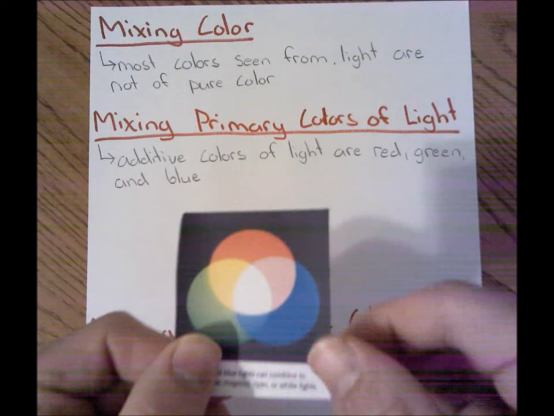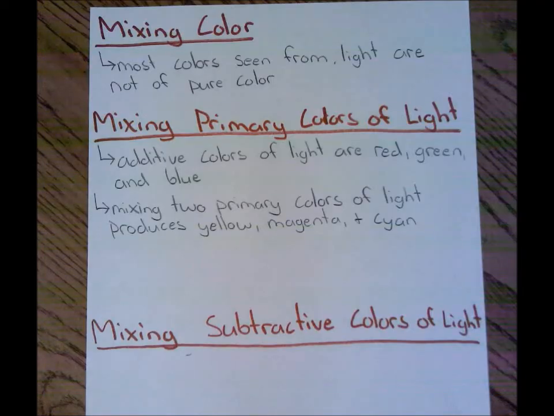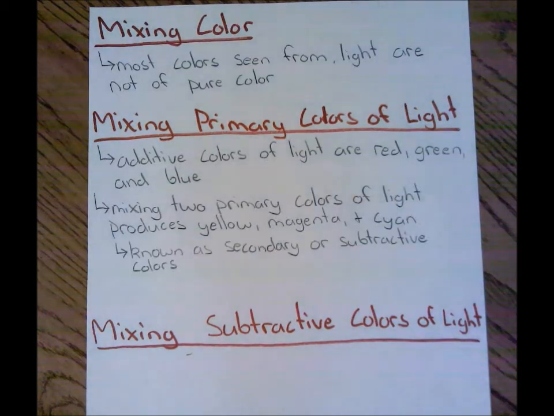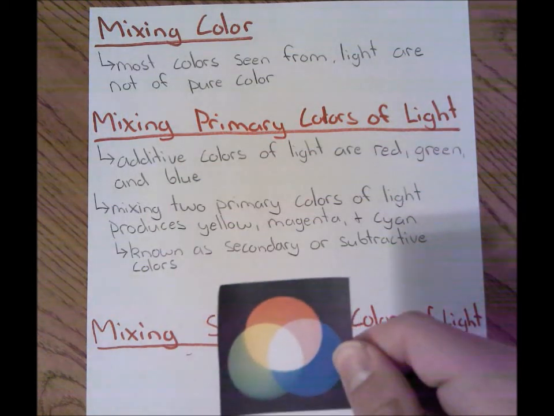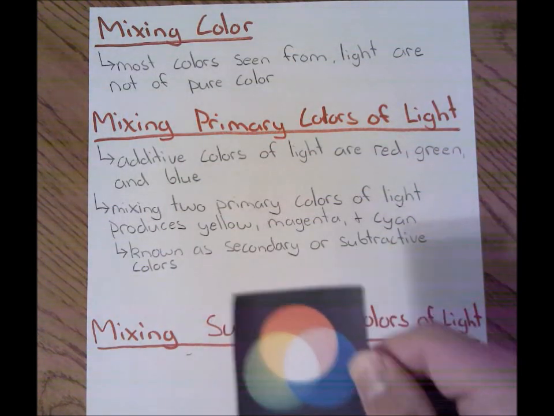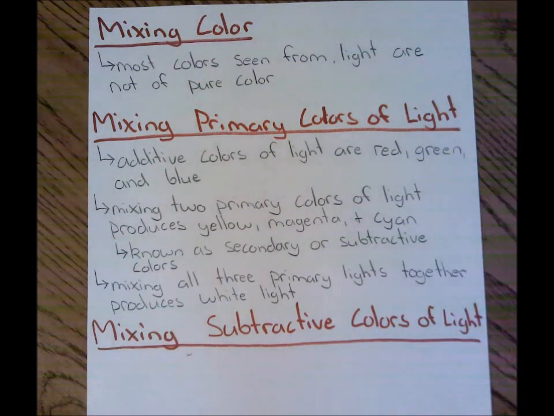Now, you may have seen from the picture, but if we mix all three primary colors together, so red, green, and blue, and we mix them evenly, we produce the color of light that is known as the color white. Now, if we mix these subtractive colors of light together, so if we mix yellow, magenta, and cyan together, we get a new type of light to be produced. So again, just as a reminder, the subtractive colors of light are yellow, cyan, and magenta.